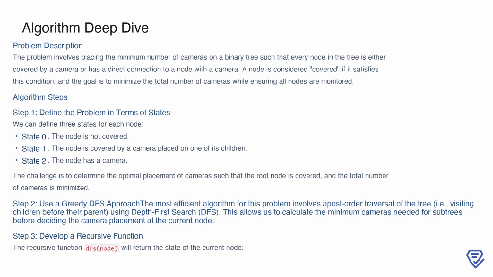Using these states, we can systematically evaluate the tree to ensure that all nodes are monitored with the fewest cameras possible. The most efficient approach for this involves a post-order traversal using depth-first search, which ensures that decisions for a node are made only after assessing its children. This forms the backbone of our greedy algorithm, as we aim to place cameras only where absolutely necessary. A recursive function called DFS will be developed to handle these decisions at each node during the traversal.